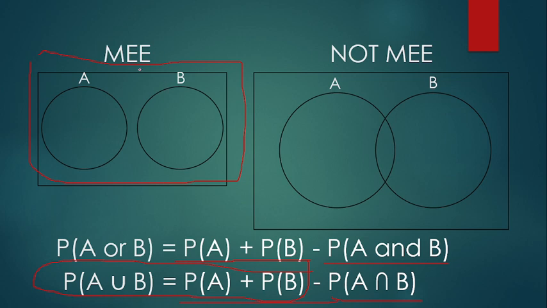So for example, if I'm going to ask you what's the union of A and B, if the set A contains 1, 2, and 3, and your B is 4, 5, and 6, the union of A and B, or A or B, the elements are 1, 2, 3, 4, 5, 6. Okay po? Gets po? Alright. So, for this not MEE, if you're just going to deal once again with the union, even though there is an intersection, you will still count them all.